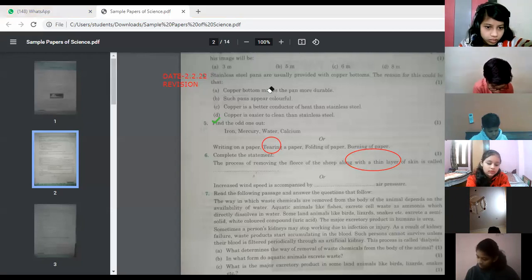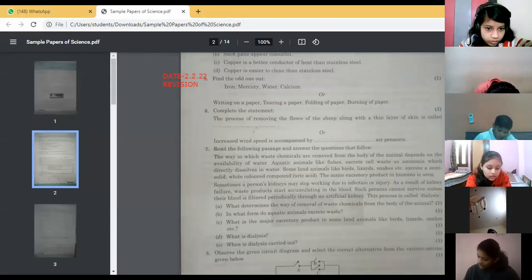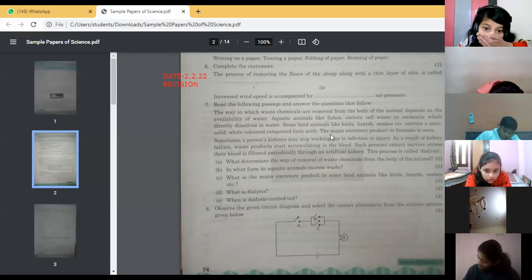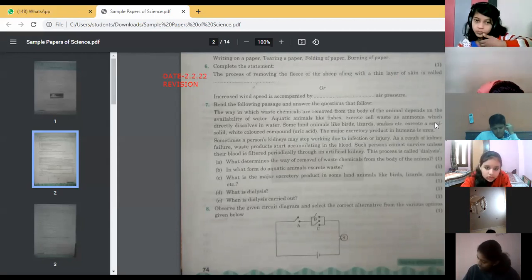The way in which waste chemicals are removed from the body of the animal depends on the availability of water. Aquatic animals like fishes excrete cell waste as ammonia, which directly dissolves in water. Some land animals like birds, lizards, snakes, etc. excrete a semi-solid white-colored compound, uric acid. The major excretory product in humans is urea. Sometimes a person's kidney may stop working due to infection or injury. As a result of kidney failure, waste products start accumulating in the blood. Such persons cannot survive unless their blood is filtered periodically through an artificial kidney. This process is known as dialysis.